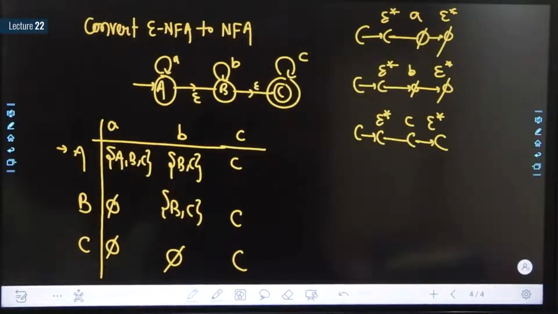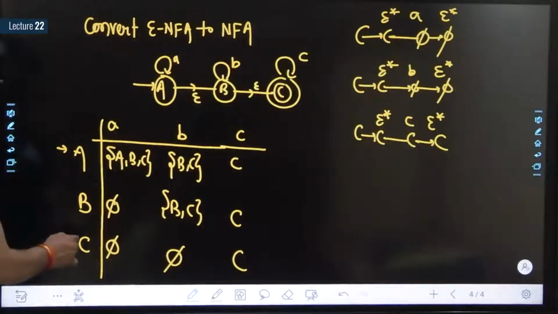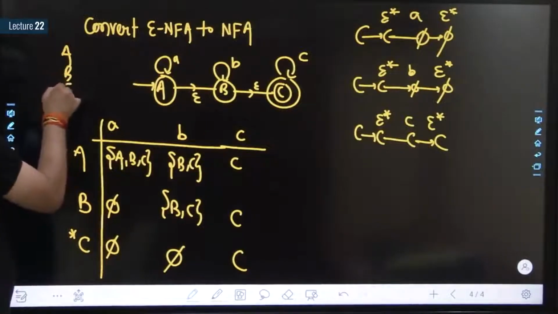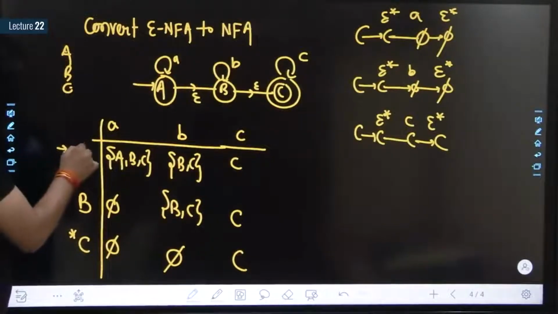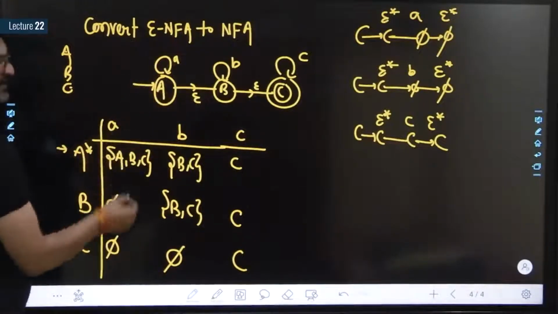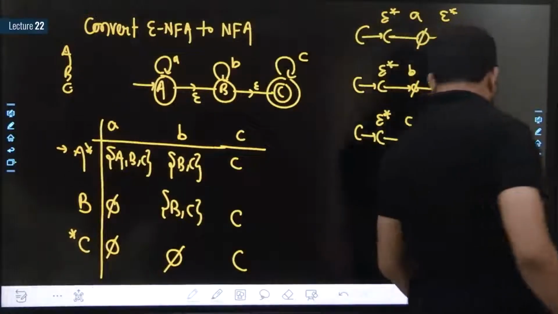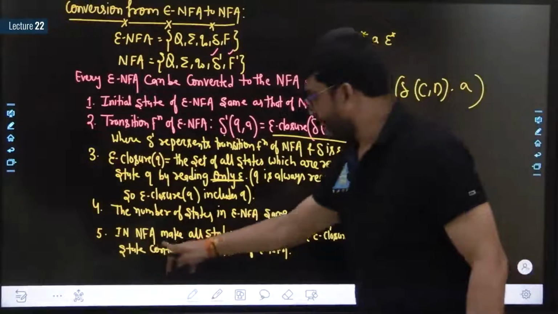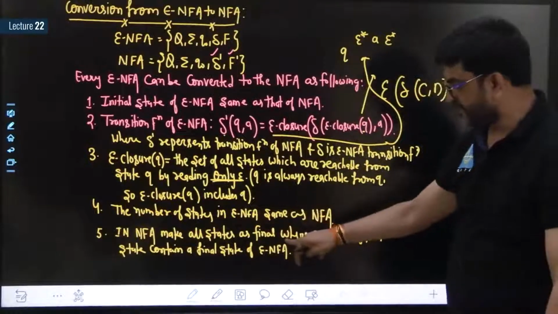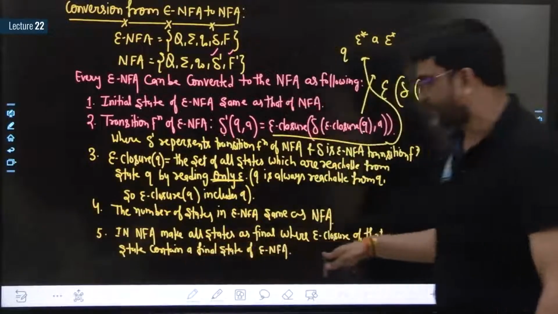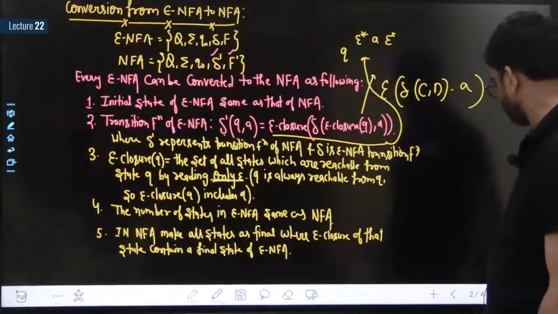What are the states that are final? C is final. Epsilon closure of A, B, C. C is in this epsilon closure, that's why A is final. What is the epsilon closure of B? B, C. Please listen carefully. In NFA, make all states final where the epsilon closure of that state contains a final state of the epsilon NFA. Clear?